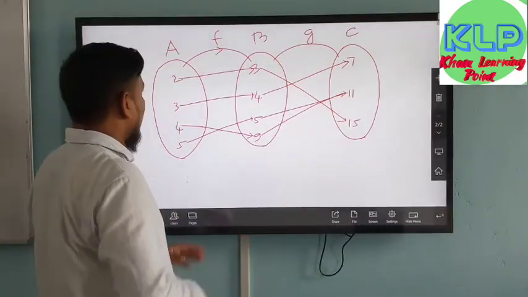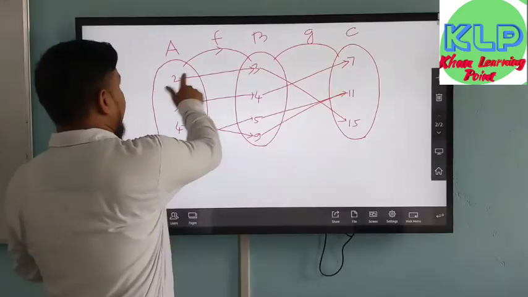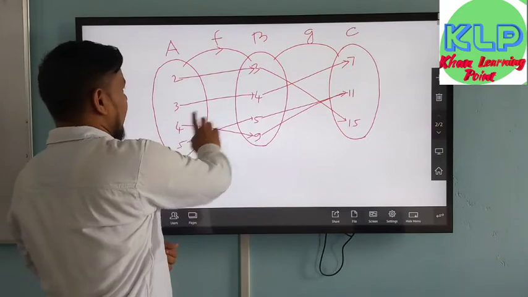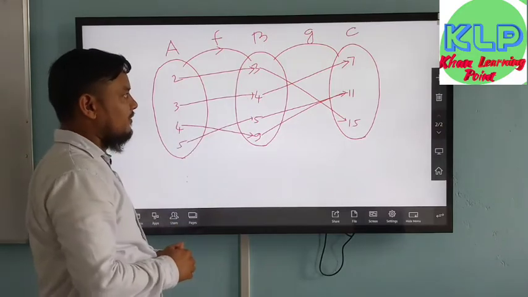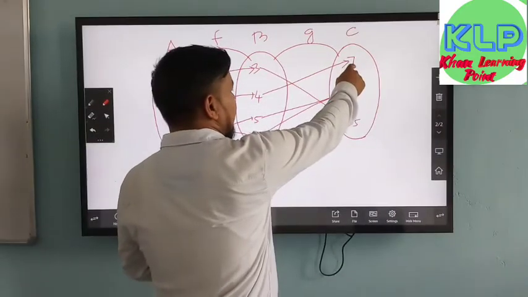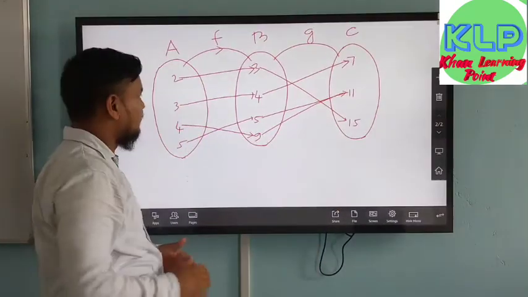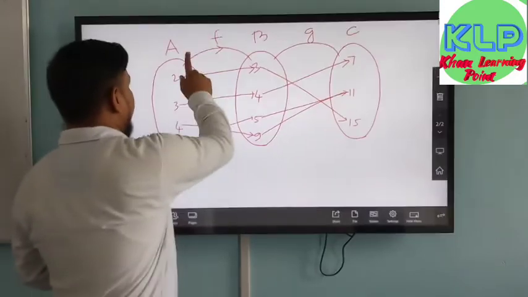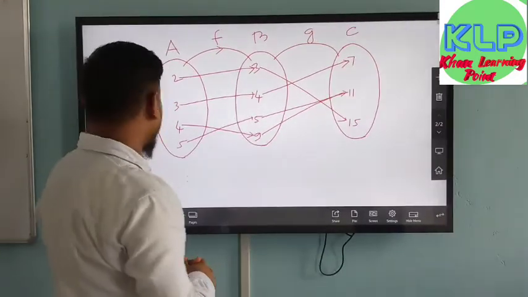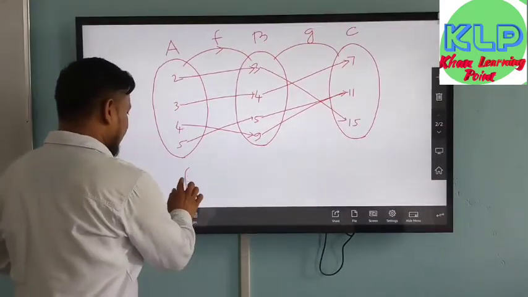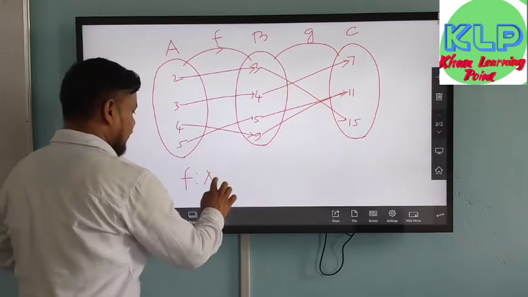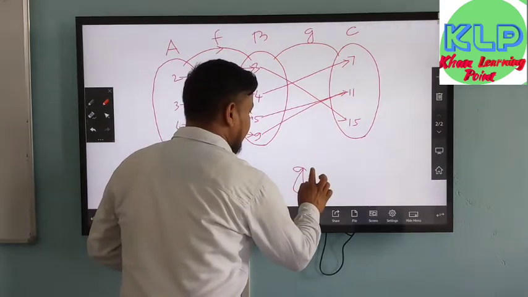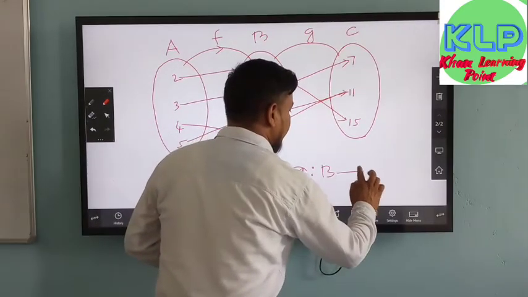Here we consider three sets A, B and C, where A consists of the elements 2, 3, 4, 5, B consists of the elements 3, 4, 5, 9 and C consists of the elements 7, 11, 15. And two functions, f from A to B and g from B to C. That is, f is a function from A to B and g is another function from B to C.